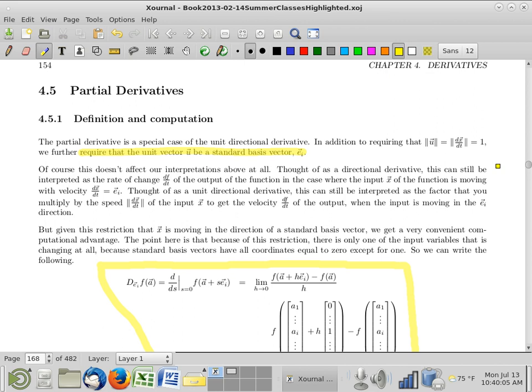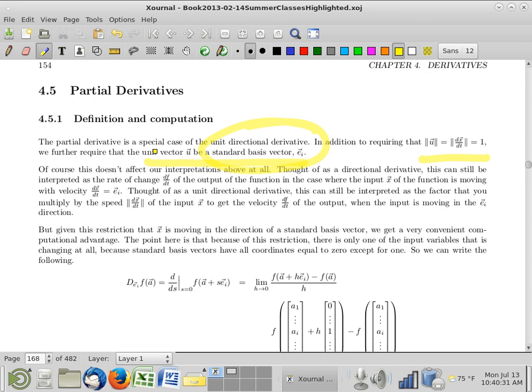Okay, this is a further special case. This is a special case of that special case. So now, not only are we going to require that we're looking at a unit vector, but we're further going to require that that unit vector be not just any unit vector, but that it must be a standard basis vector. Okay, it turns out that something really nice happens.